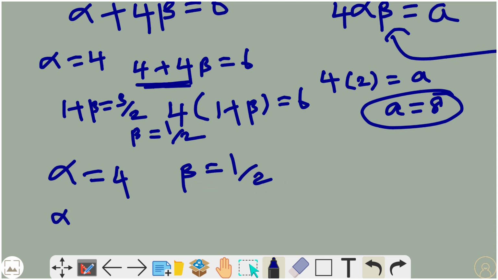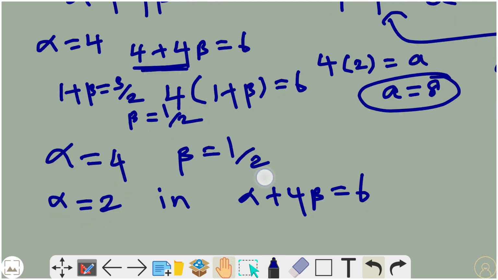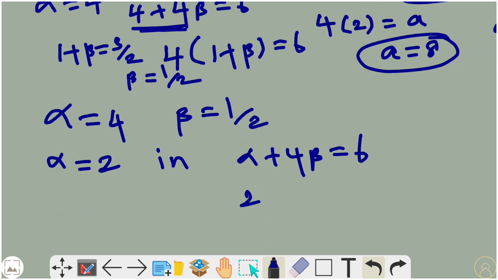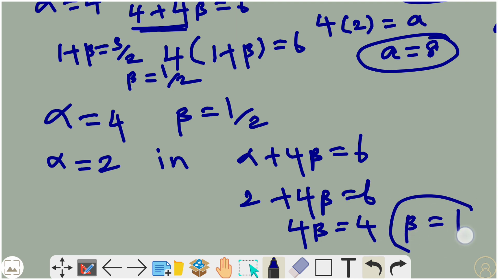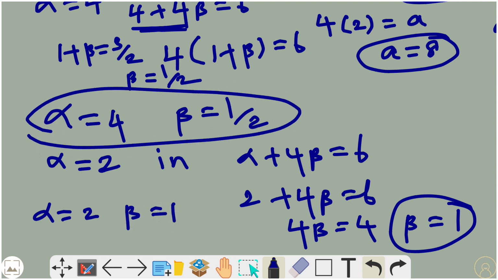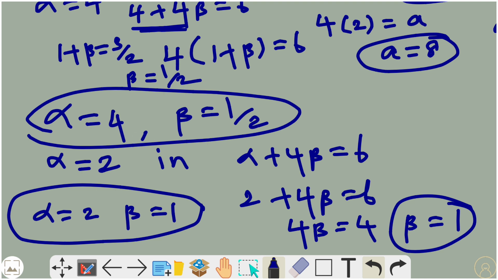Now substitute alpha equal to 2 in alpha plus 4 beta equal to 6. So 2 plus 4 beta is equal to 6. 4 beta is equal to 6 minus 2, that is 4. So beta equal to 1. If alpha equal to 2, beta equal to 1. So considering these two results: alpha equal to 4, beta equal to 1 by 2; alpha equal to 2, beta equal to 1.